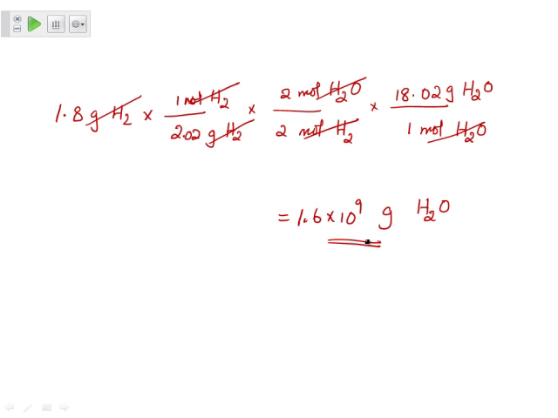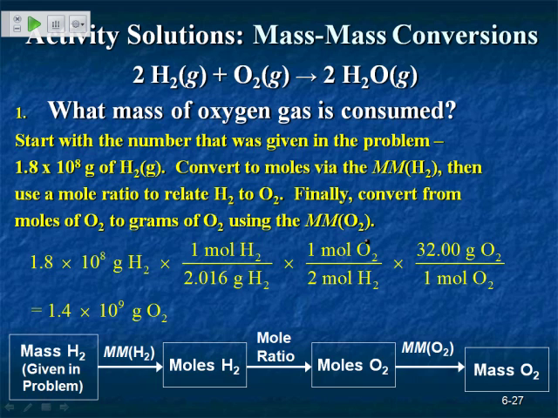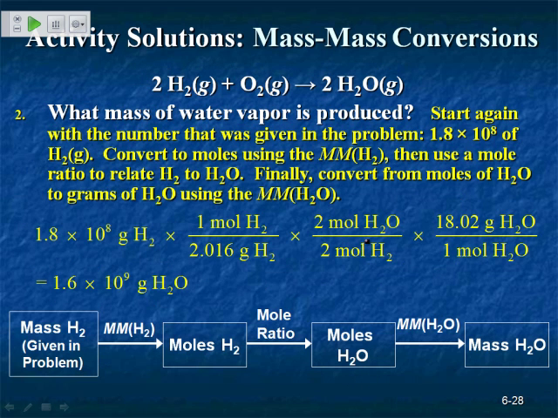Now, there was one more question right here. This is the answer slide explaining what we just did. What mass of water is produced, and how we set it up. It's step by step, same process. And the last question was, if you add up the masses of both reactants, does that equal the mass of the product?